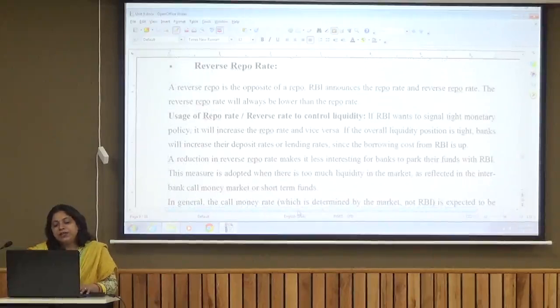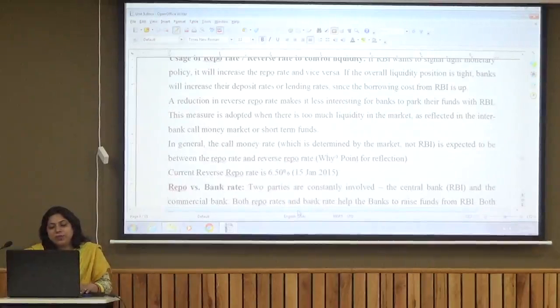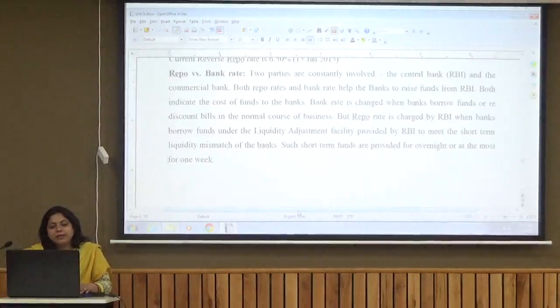A reverse repo rate is the opposite of repo. RBI announces the repo rate and reverse repo rate. The reverse repo rate is always lower than the repo rate, so that the bank pays an extra amount of money to RBI for getting the funds.